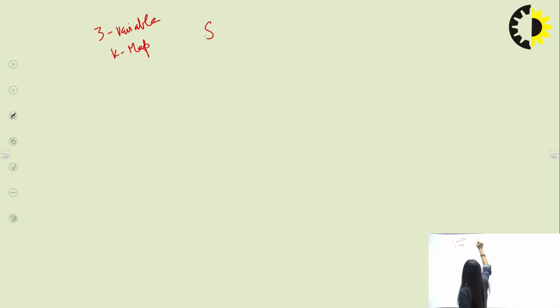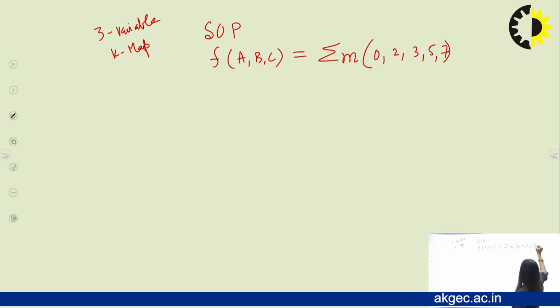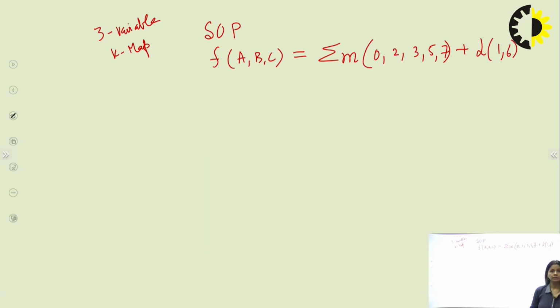Suppose I am given a SOP type of expression, right? And the question is: make the K-map for F of three variables A, B, C. These three variables may be X, Y, Z, or small a, b, c, whatever. I am taking capital A, B, C, and this is given as summation m(0, 2, 3, 5, 7) plus d(1, 6). So this is one SOP which I have given in the example.